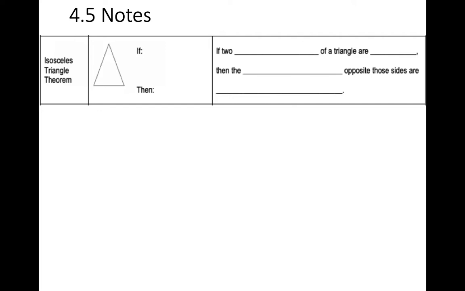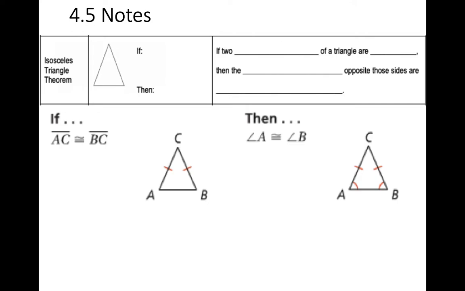Now we have an isosceles triangle theorem, which tells me that if two sides of an isosceles triangle are congruent, in this example if side AC is congruent to side BC, then those base angles are also congruent. In this case, angle A is congruent to angle B. And so in English, that means that if two sides of a triangle are congruent, then the angles opposite those sides are congruent. Okay, there is our isosceles triangle theorem.